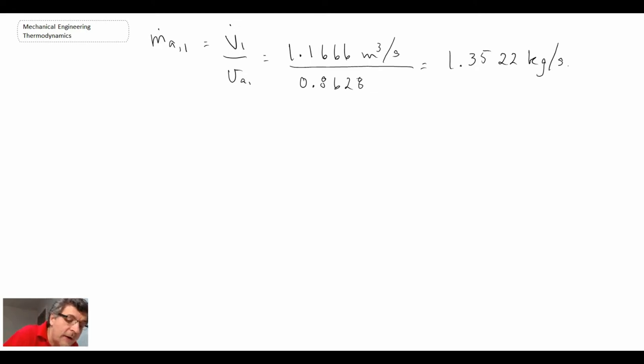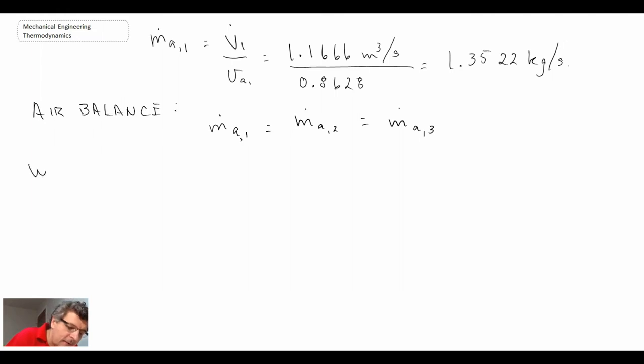So what we're now going to go ahead and do is look at an air balance. So we have mass flow rate of air at 1 equals mass flow rate of air at 2 equals mass flow rate of air at 3. So we're not adding or removing air at any point, so that one's pretty simple. And then for the water balance, the place where we have water addition is between 2 and 3, so that's where the interesting things happen.